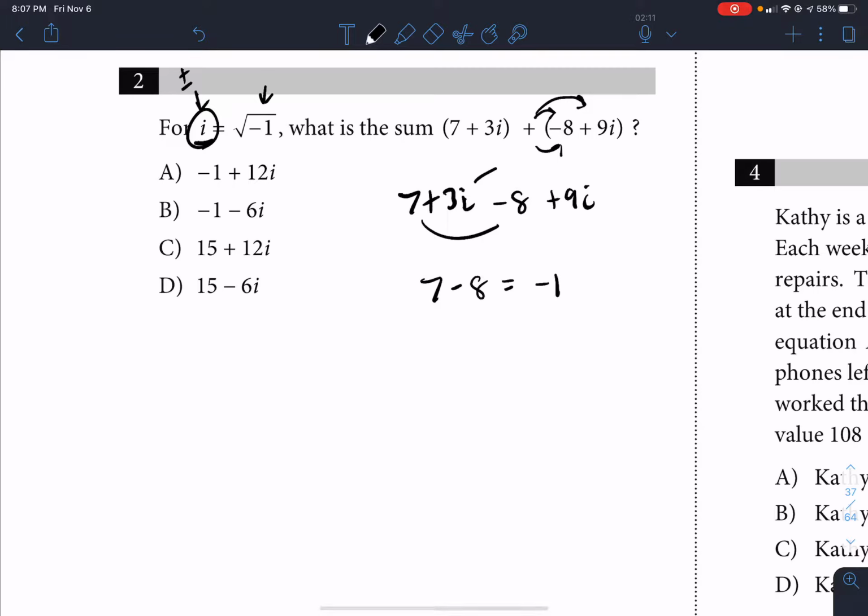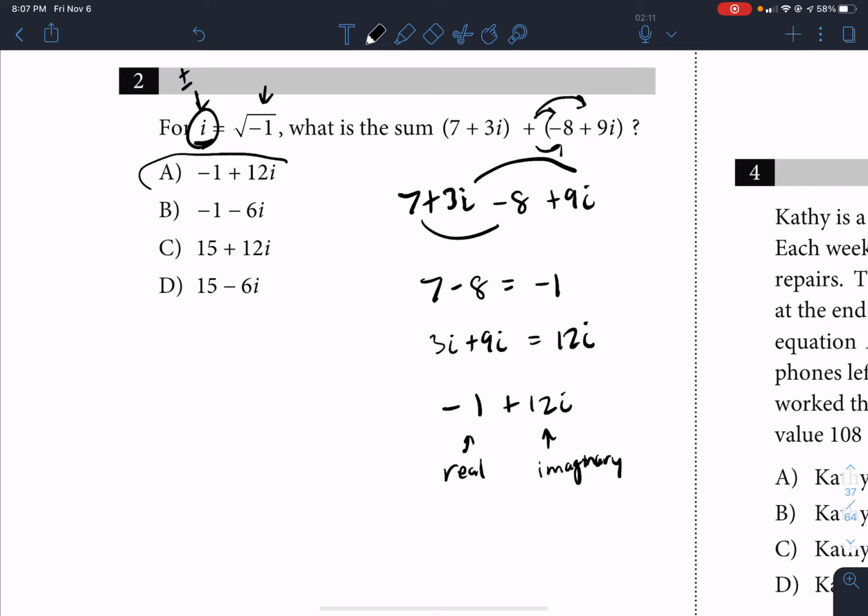And then we add the imaginary numbers together, 3i plus 9i, that's equal to 12i. And for the sake of convention, we always put the real numbers in front, negative 1, followed by the imaginary numbers. This is our real, this is our imaginary, and the answer is A.